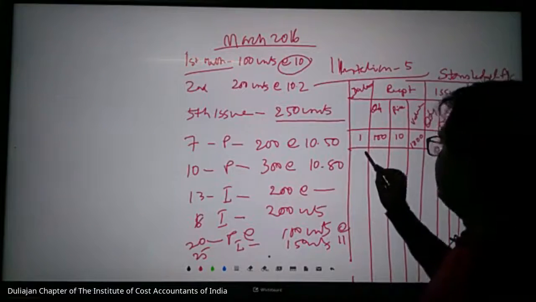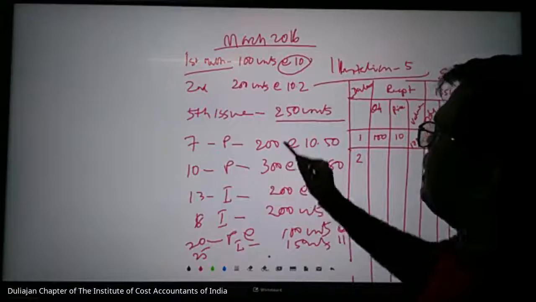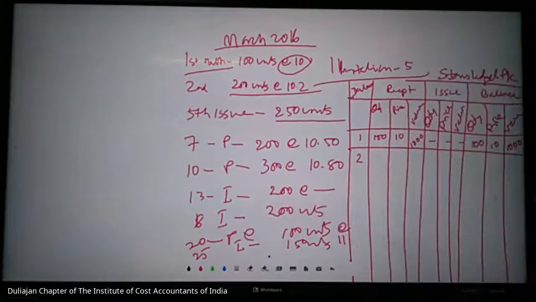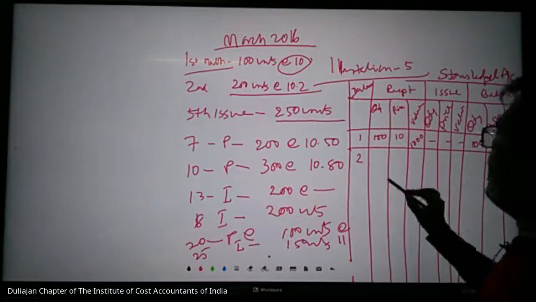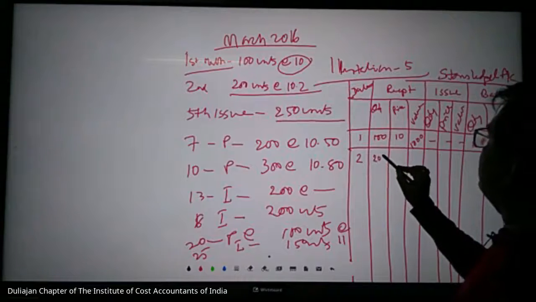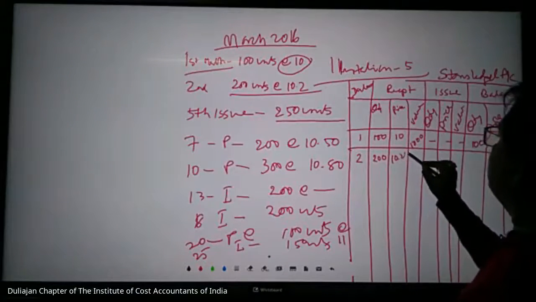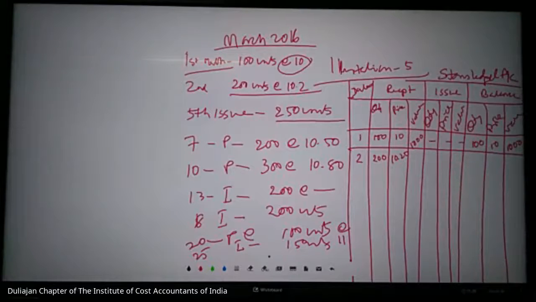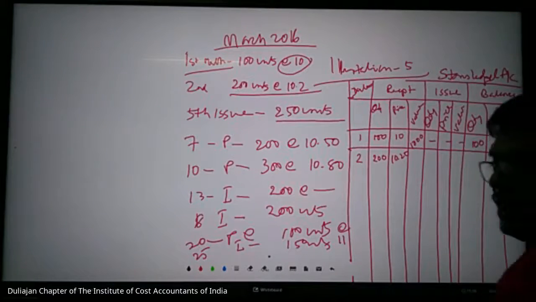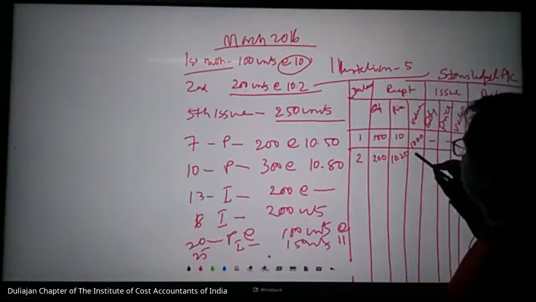My second date transaction is March 2nd. Again I am receiving. Only in the receipt section I am writing 200 at the rate of 10 rupees 20 paisa. So my total transaction receipt is 2040.